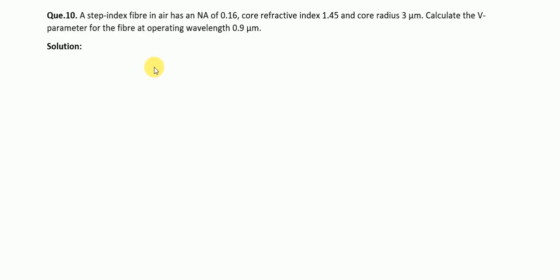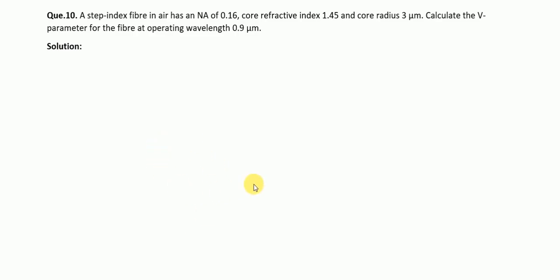So today we have this question. A step index fiber in air has a numerical aperture of 0.16, core refractive index of 1.45 and core radius of 3 micrometers. So we need to calculate the V parameter for the fiber at operating wavelength of 0.9 micrometers. So what is V parameter?